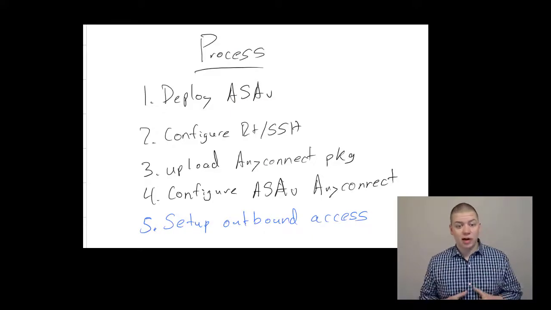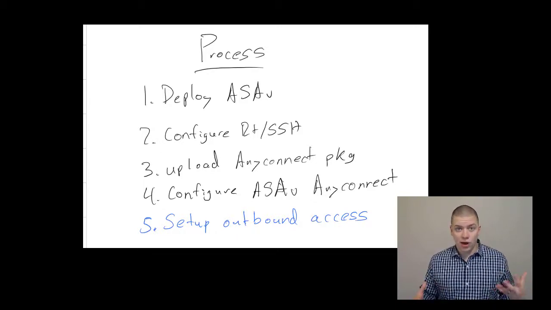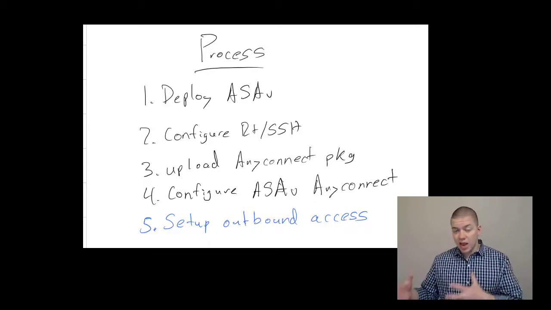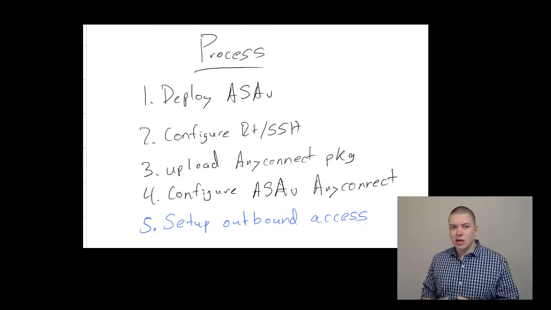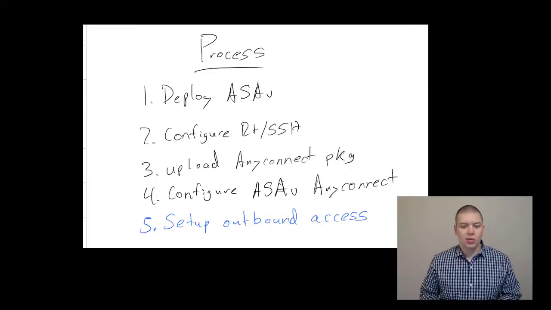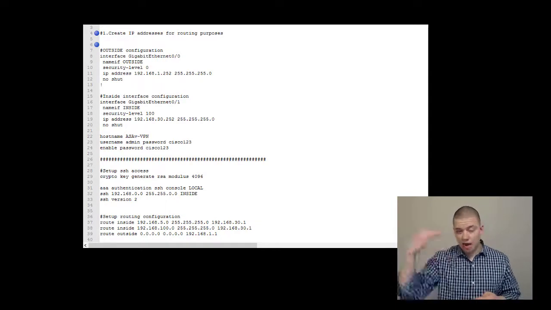The process we're going to follow is we're going to first deploy the ASAv into VMware, leveraging the OVA. Then we're going to configure SSH access, upload the AnyConnect package, configure the ASAv for AnyConnect config, and then we're going to set up outbound access, or kind of talk through that. I'm going to put this config in my blog post so you guys can just copy it out and modify it.